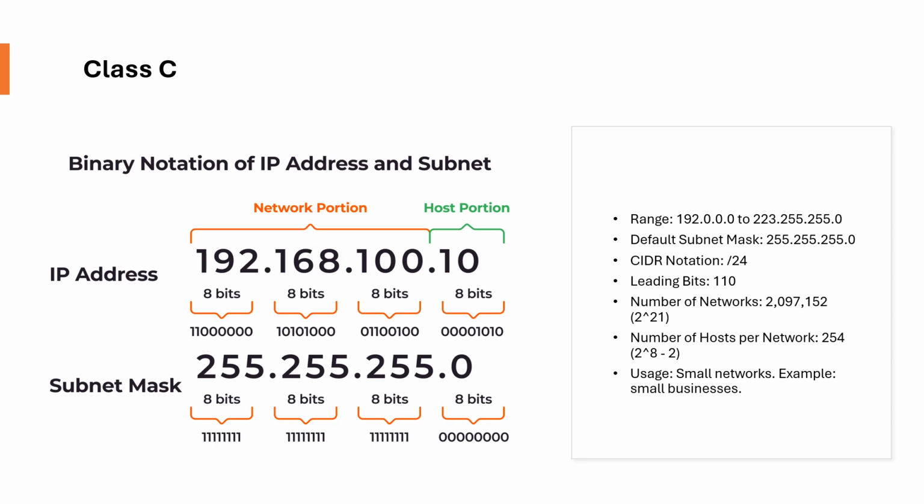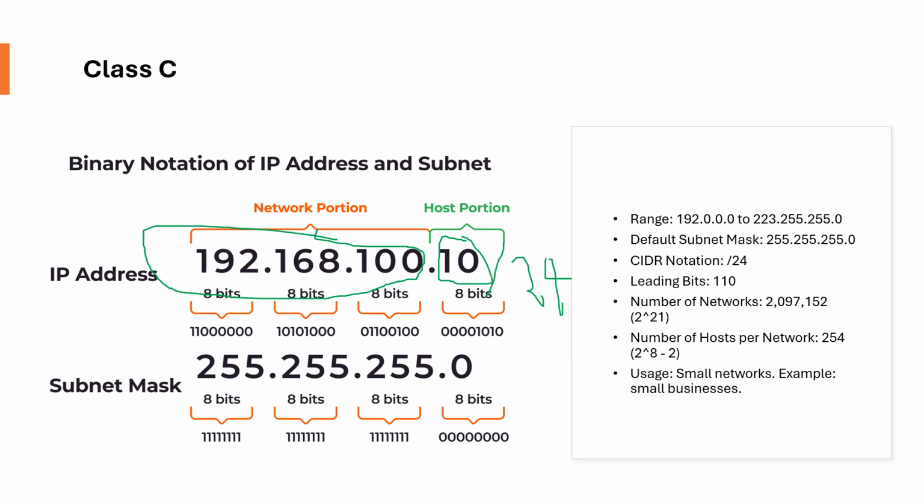Here you can see the first three bytes are the network portion, and the last byte is for the host portion. It is represented as 255.255.255.0, that is, a subnet mask. Its notation can be written as /24. It means the first 24 bits contain the network portion, and the last 8 bits contain the host portion.